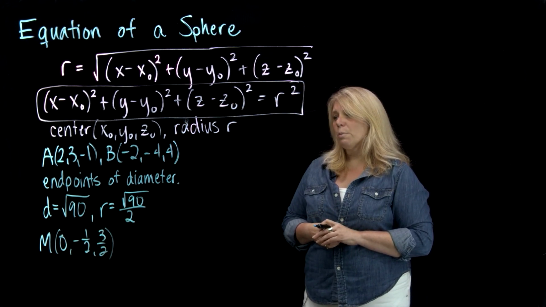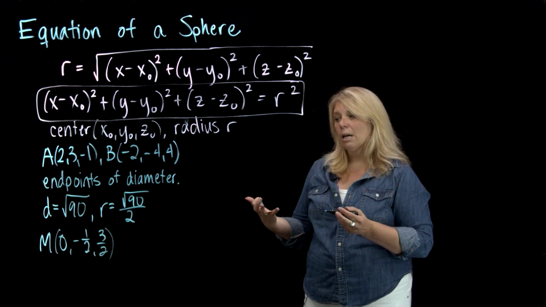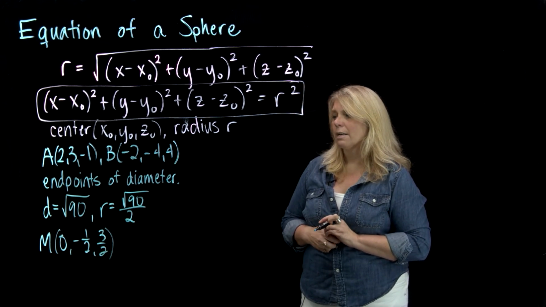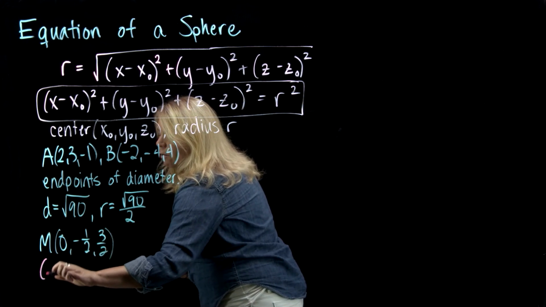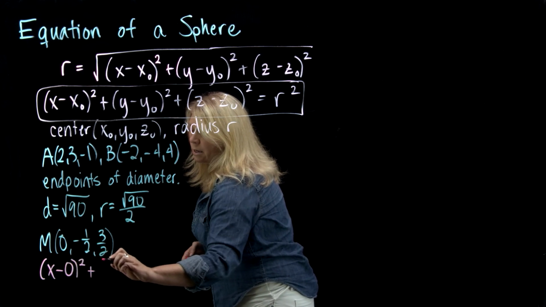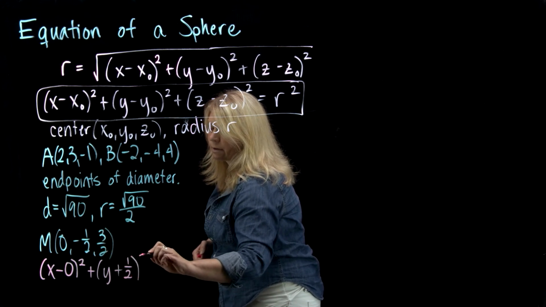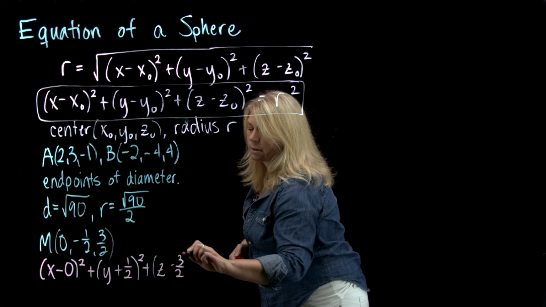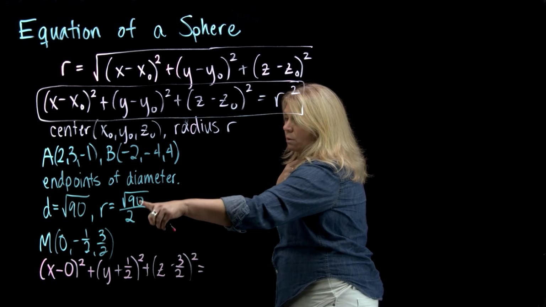So I can use those 2 pieces of information, plug into my formula here for the equation of a sphere, and write the equation of the sphere that has these 2 points as endpoints of a diameter. So I'll go ahead and write that down here. All right, so our equation would be x minus 0, of course you can simplify that a little bit, the quantity squared, plus y minus negative 1/2, so plus 1/2, the quantity squared, plus z minus 3/2, the quantity squared, equals the radius squared. So I need to square this whole thing here.